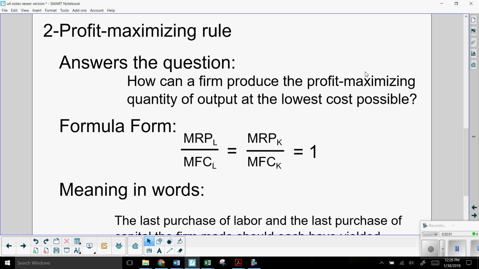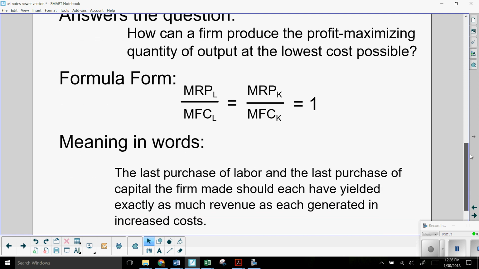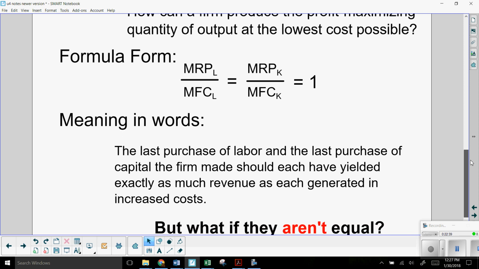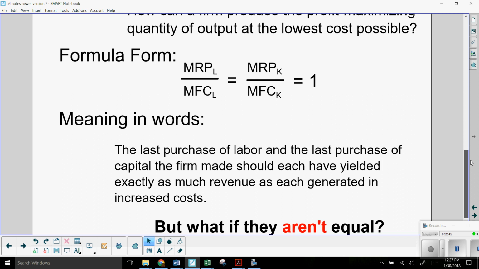So if we want to know not just any quantity, but specifically the profit maximizing quantity, how do I know that I'm making the profit maximizing quantity at the lowest possible cost? Well, I take marginal revenue product of my last worker over marginal factor cost of my last worker and set it equal to marginal revenue product of capital over the marginal factor cost of capital, and then ensure that both fractions are equal to 1. What that'll mean is that the last dollar I spent on capital boosted my revenue by $1, and the last dollar I spent on labor boosted my revenue by $1 as well. And there you can see the last purchase of labor and the last purchase of capital the firm made should each have yielded exactly as much revenue as each generated in increased costs.